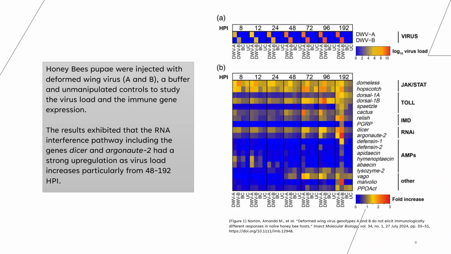Here, in a different study, you see a heat map. In this study, honeybee pupae were injected with deformed wing virus A and B, a buffer, and an unmanipulated control, to study the virus load and the immune gene expression. The results exhibited that the RNA interference pathway, including the genes Dicer and Argonaute-2, had a strong upregulation as virus load increases, particularly from 48 to 192 HPI.